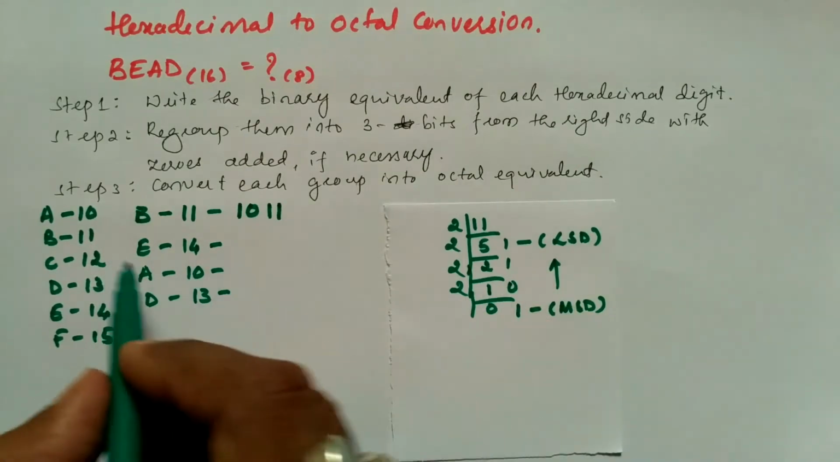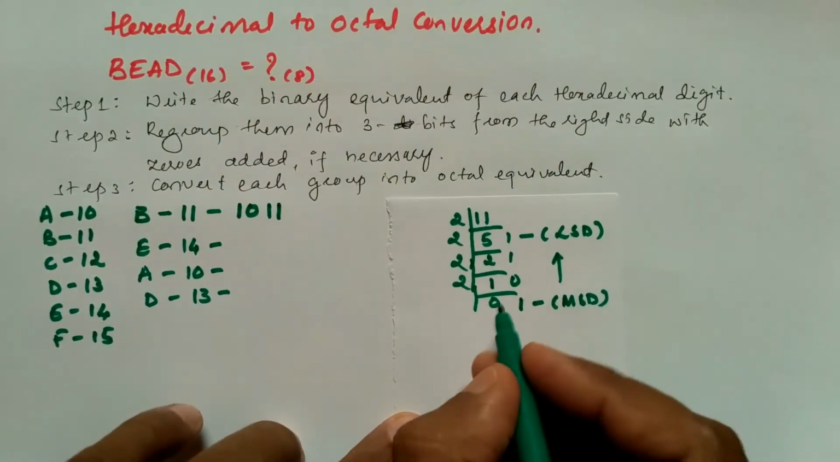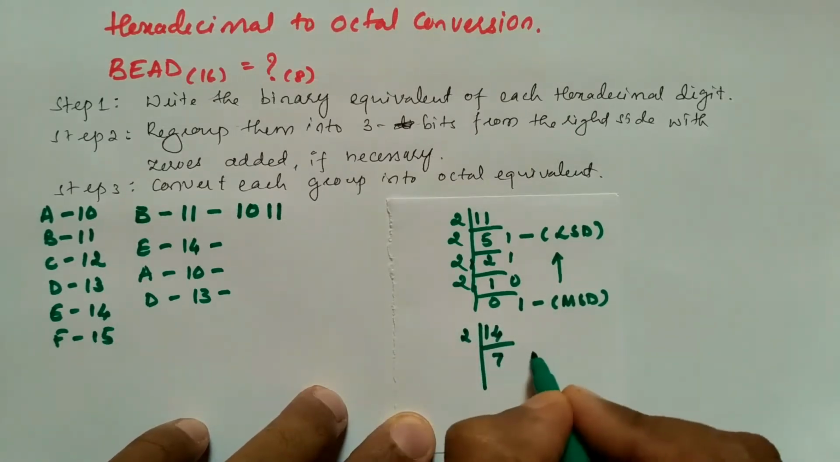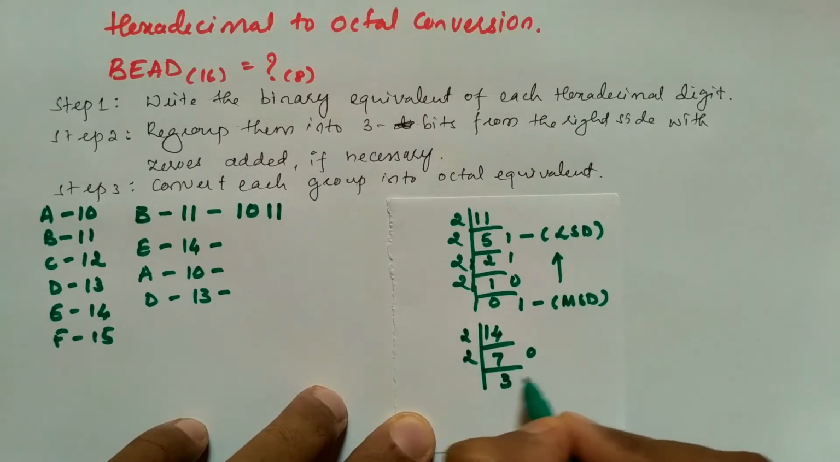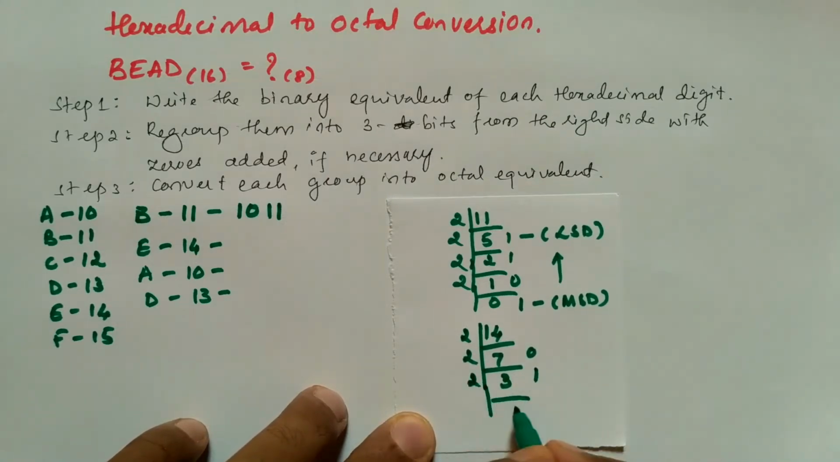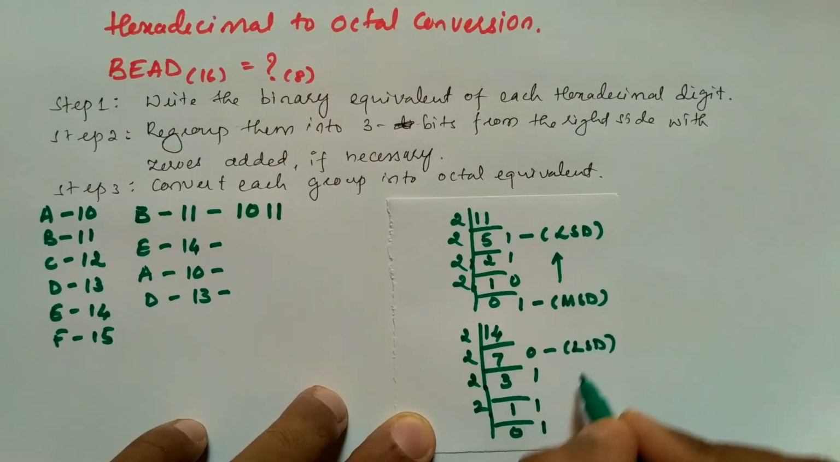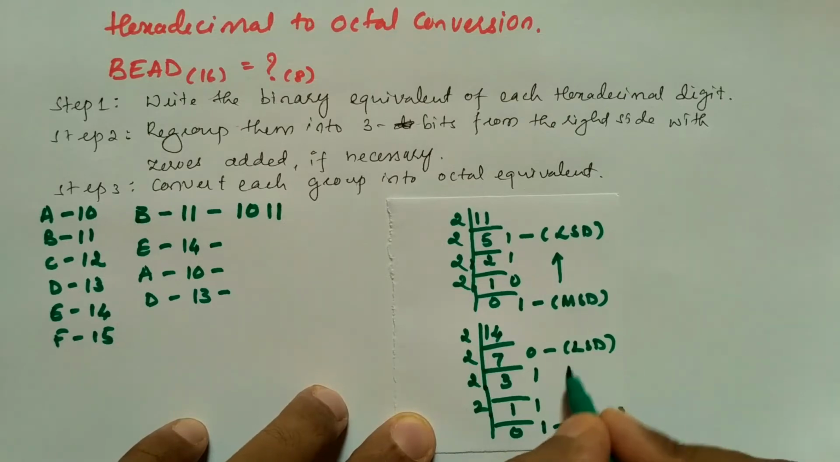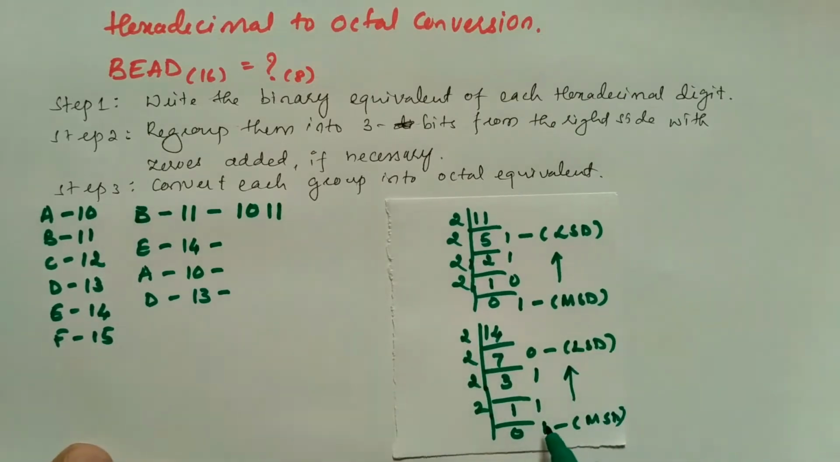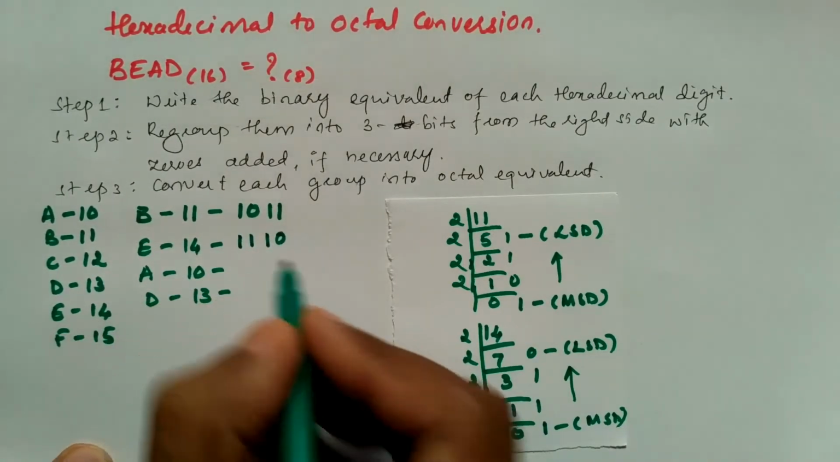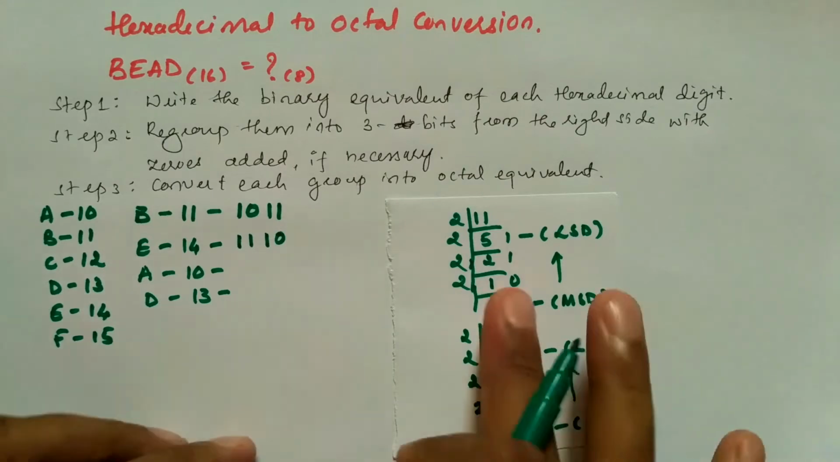Next we have to convert E, that is 14, into binary. So I'll write 14 divided by 2. 2 7s are 14, remainder is 0; 2 3s are 6, 1 is the remainder; 2 1s are 2, 1 is the remainder; 2 zeros are 0, and this one will come as it is. So this is the least significant digit and this one is the most significant digit. Here we have to write it from bottom to top. So that is 1110. So here 14 represents 1110.